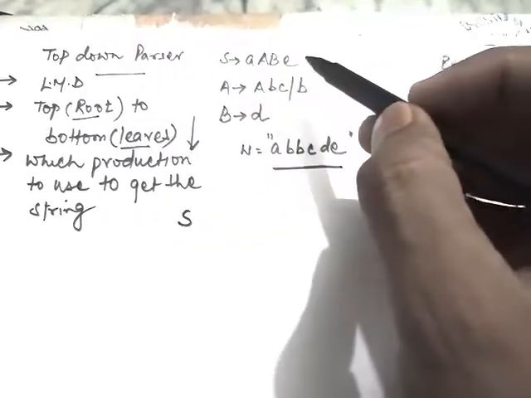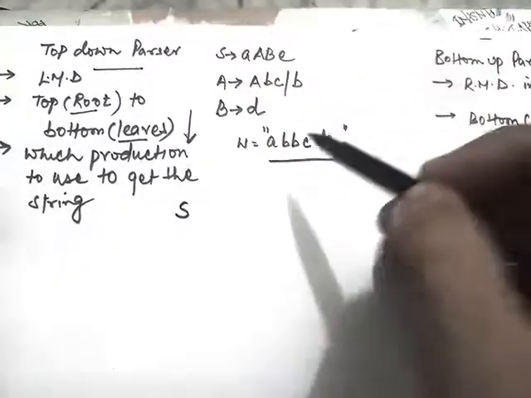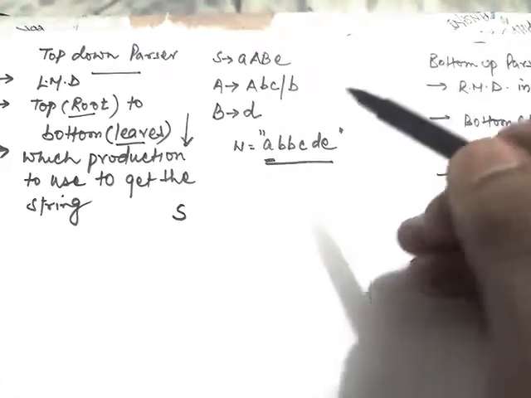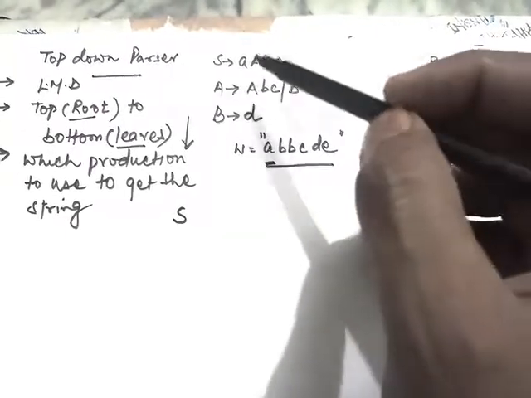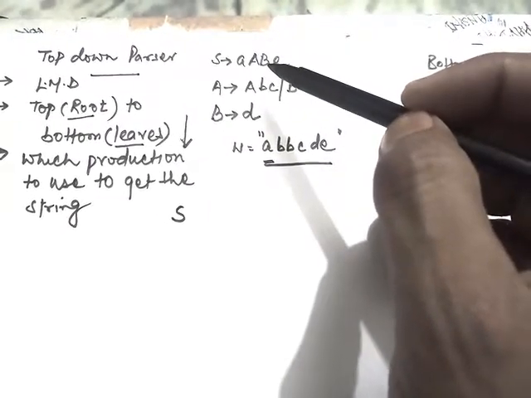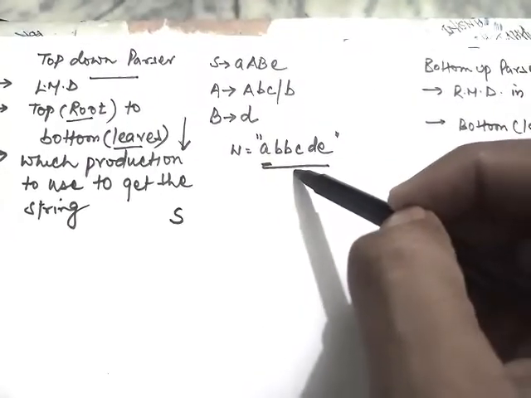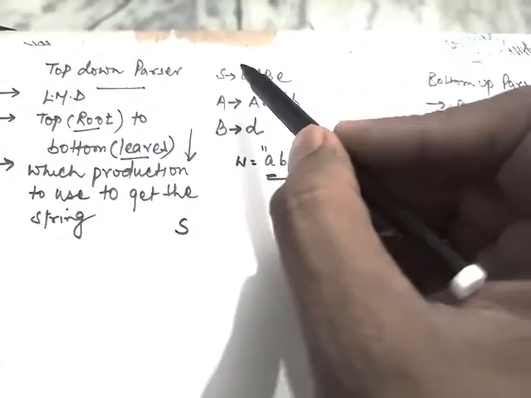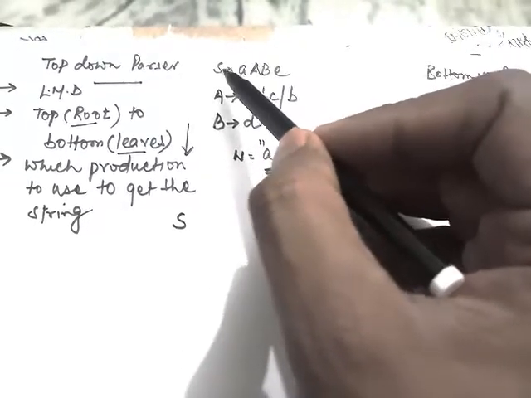Second thing is that if some productions are given, then according to your string, we have to decide which production I should use to get this desired string. So we will see this. S is the starting symbol. So at this level you don't have any choice.